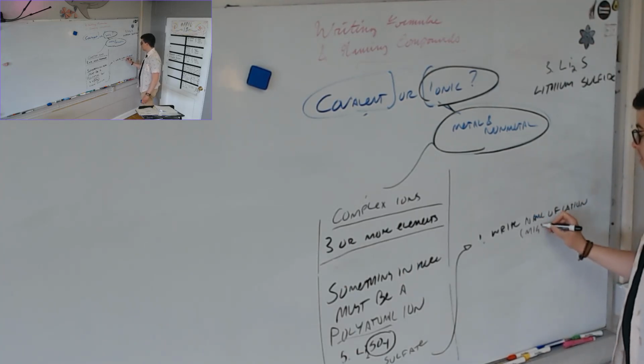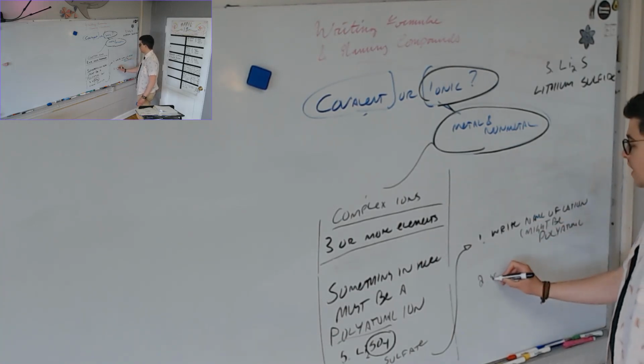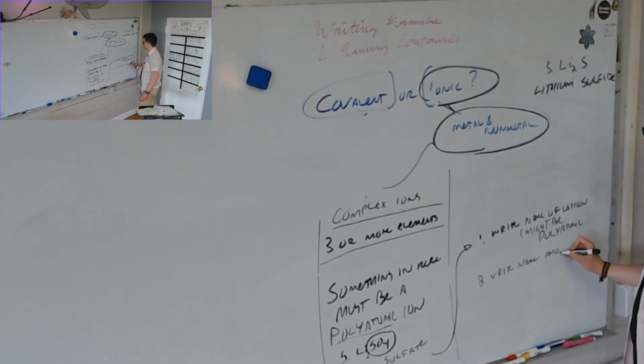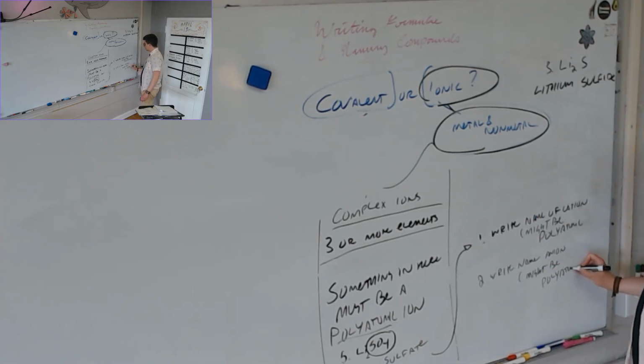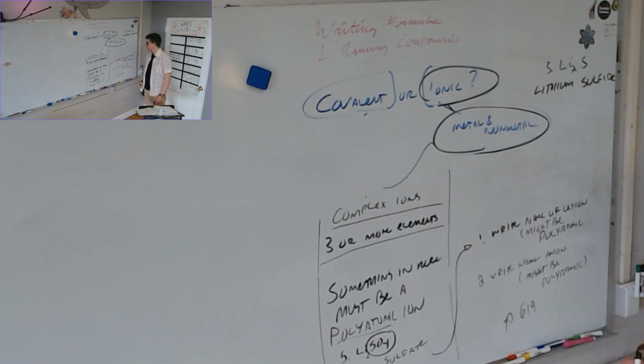And we remember that it might be polyatomic. And 2, we write the name of the anion, remembering that it also might be polyatomic. Where do we go to find the polyatomic ions? The book. The book on page 619. Top right. Page 619. Top right.